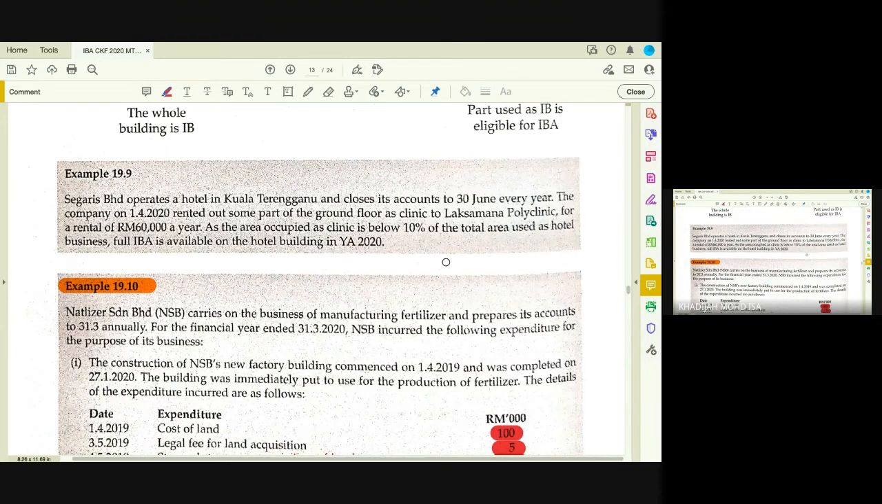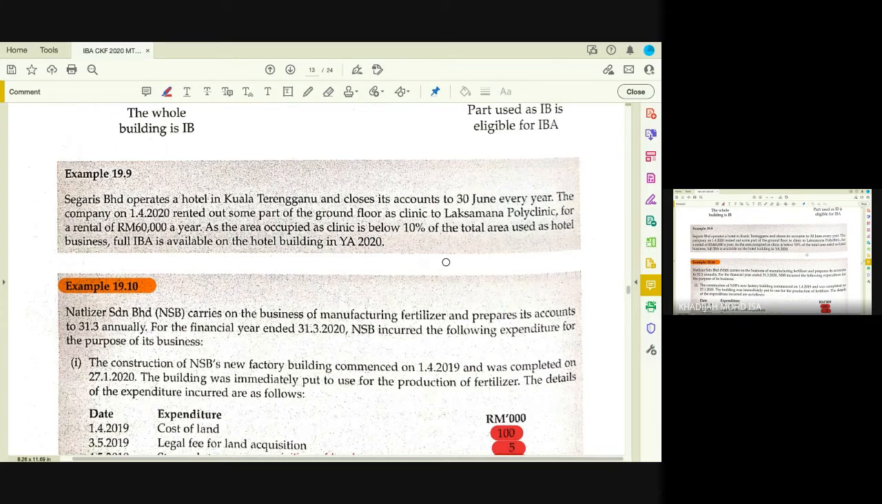Okay, so let's look at example 19.9 with regard to the rental. Segaris Berhad operates a hotel in Kuala Terengganu and closes its account to 30th June every year. The company on 1st April 2020 rented out some part of the ground floor as a clinic to Laksamana Polyclinic for a rental of 60,000 a year. As the area occupied as clinic is below 10% of the total area used as hotel business, full IBA is available on the hotel building in YA 2020.